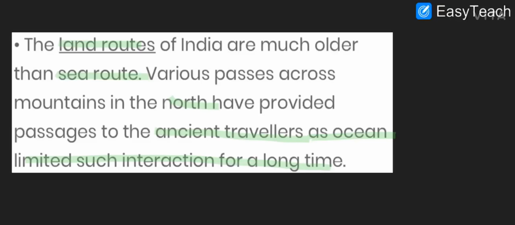Crossing the ocean is difficult, right? So the mountain passes have provided a way to enter India for many of the ancient travelers. As we know through our history books, there were many travelers who came to India, collected the information, and then went back to their own country and spread the information about India, right?